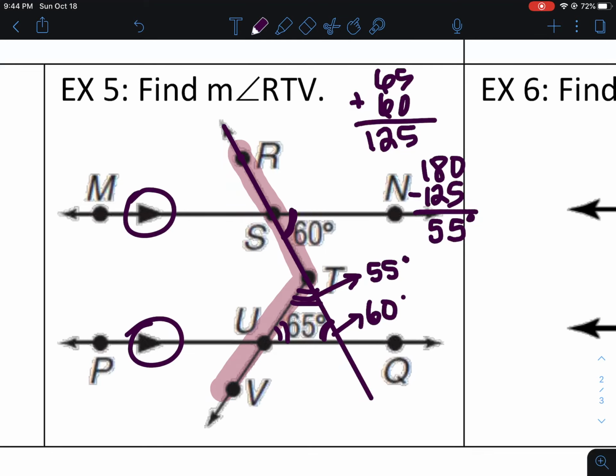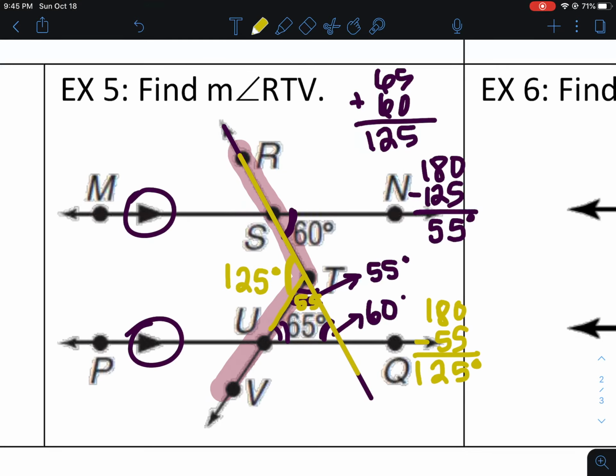The reason I did all that is because I see that this is a straight line. This part of it is 55, so this part of it is going to have to be 180 minus 55. Oh, what an interesting coincidence. That's 125 degrees. So the measure of angle RTV is 125 degrees.